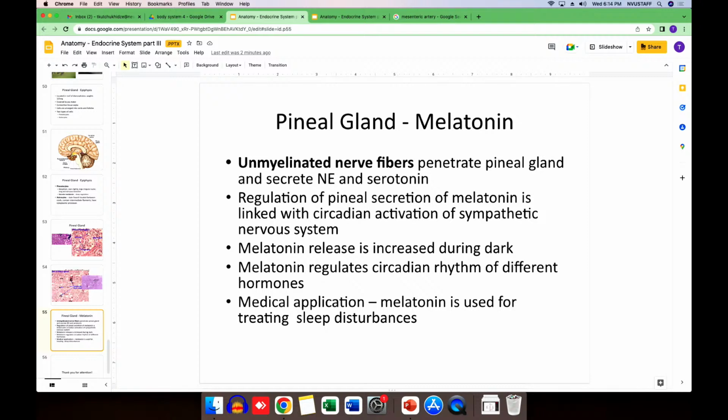And nowadays we have melatonin sold in the pharmacies, and this is almost exactly the same melatonin as in our pineal gland, and it is used to regulate our circadian rhythm and our sleep cycle.